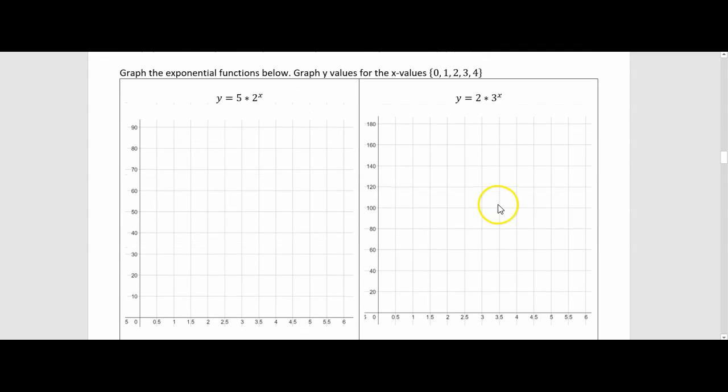So here are the exponential functions we're going to try to graph. I only need you to graph these for x values 0 to 4. So 0, 1, 2, 3, and 4. And then you'll connect your points.